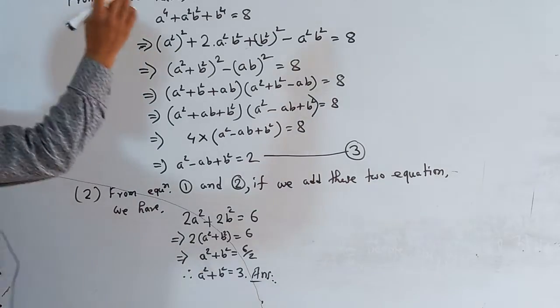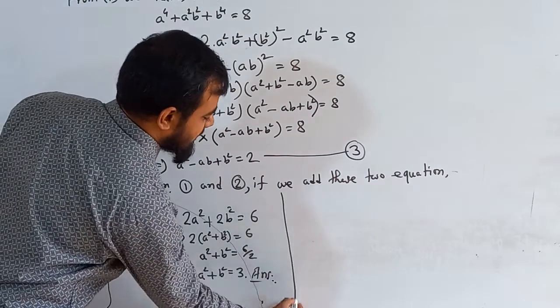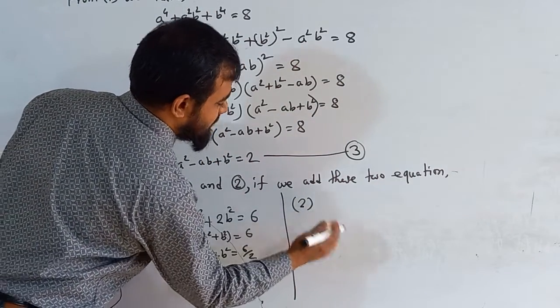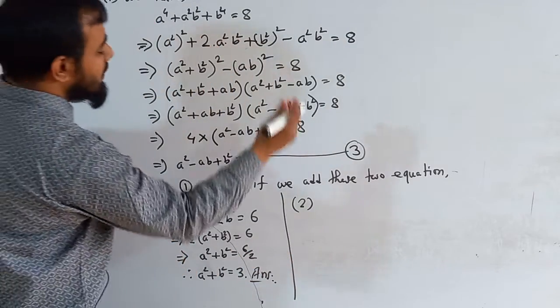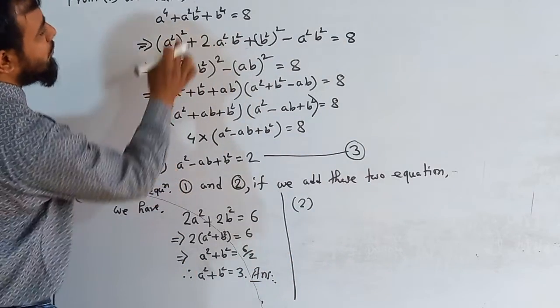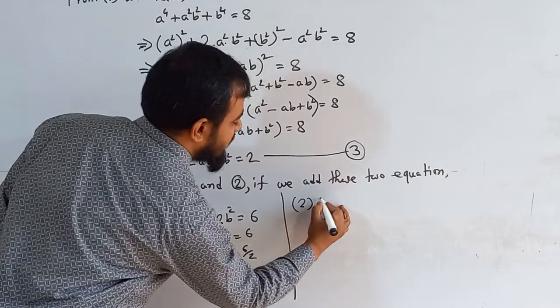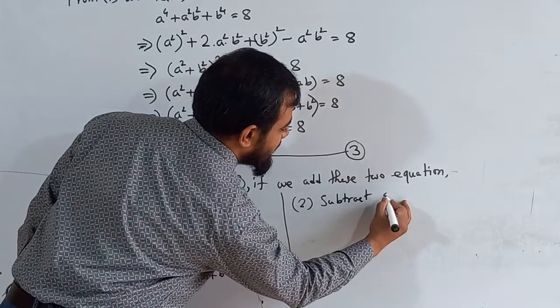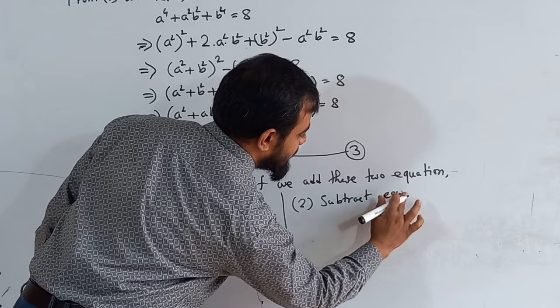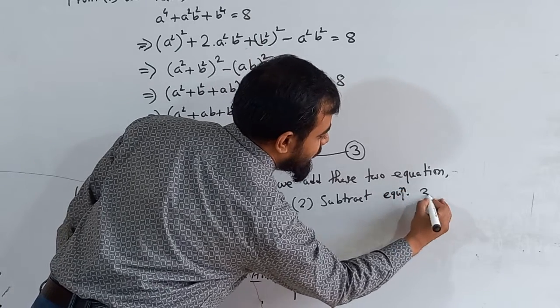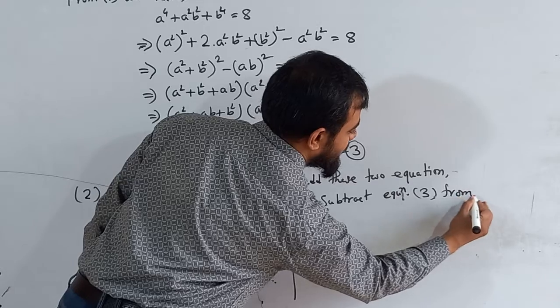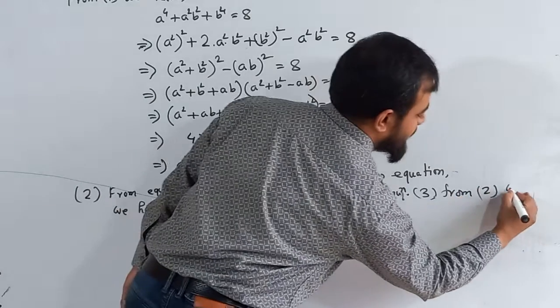Now we'll solve here also in activity 2. We have enough space to solve this one. If we subtract this equation 3 from equation 2, what will we get? Subtract equation 3 from 2.